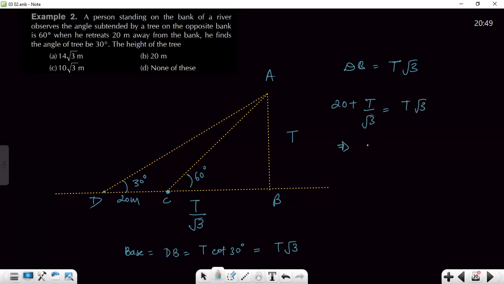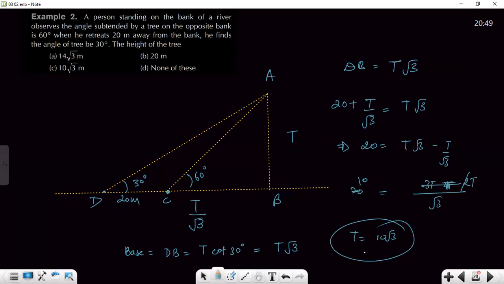Now same calculation, 20 is equal to t root 3 minus t by root 3. Taking LCM, 3t minus t, this becomes 2t. 2 cancels 20 by 10. t becomes 10 into root 3 meters. We have used the same method, just that we had an understanding: the perpendicular into cot of theta is the base. Just simple understanding of this fact.